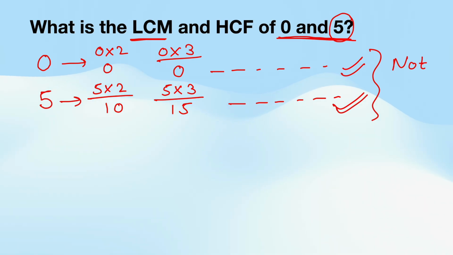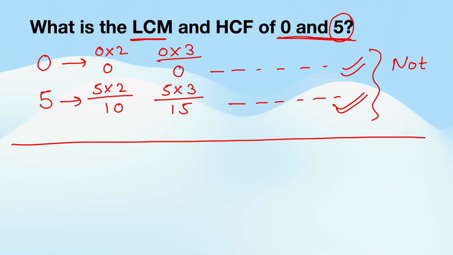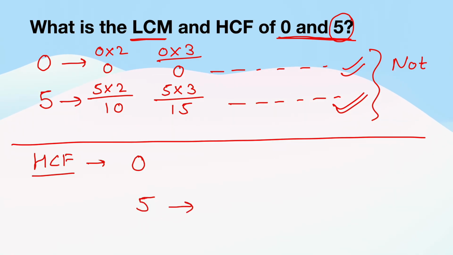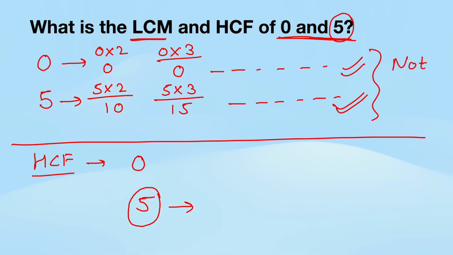Now coming to the HCF. HCF means highest common factor. Let's see the HCF now. If I check the factors of 0 and the factors of 5: 5 is a prime number, so for a prime number, two factors are there, 1 and the number itself. Factors are those numbers which can divide a given number. Suppose I am asking about the factors of 5, I have to search for those numbers which can divide 5. 1 can divide 5, right? 5 can divide 5 completely, right? Is there any other number possible?